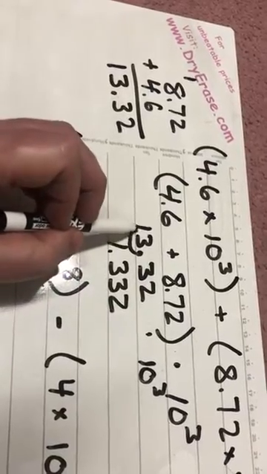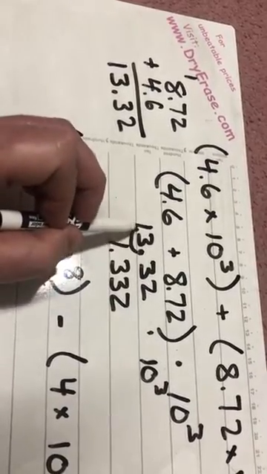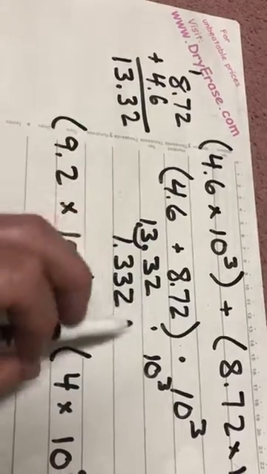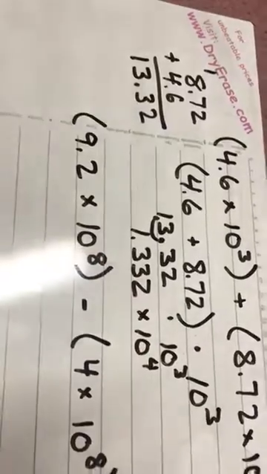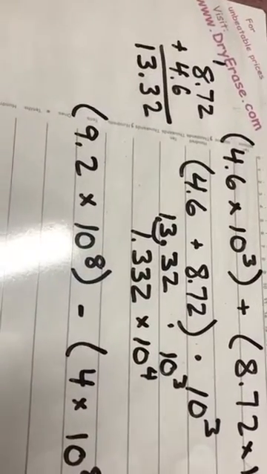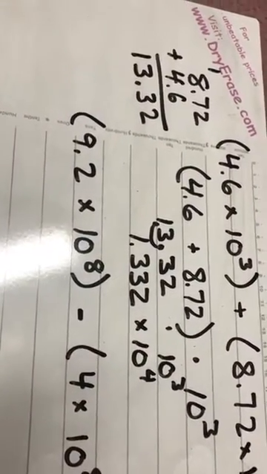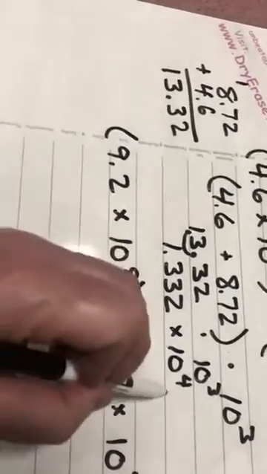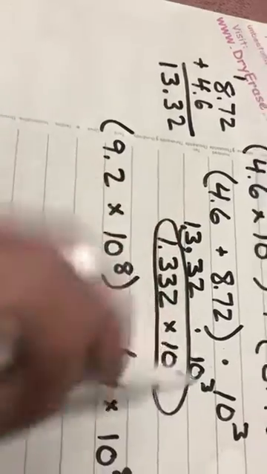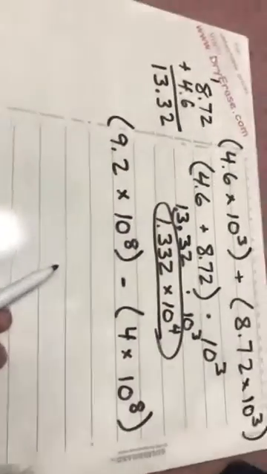But I've backed it up once. I moved it back 1 place to the left. So now, to get the same answer, I would have to move it 4 places to the right. And I would end up as 1.332 times 10 to the power of 4.